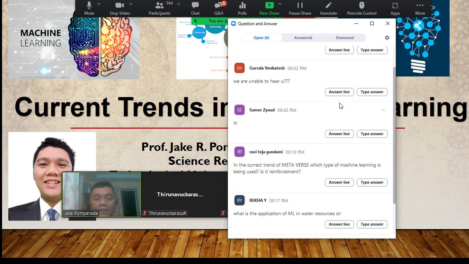Okay, so we have here a couple of questions. One of the questions is about the current trend of Metaverse. Which type of machine learning is being used? Is it reinforcement?